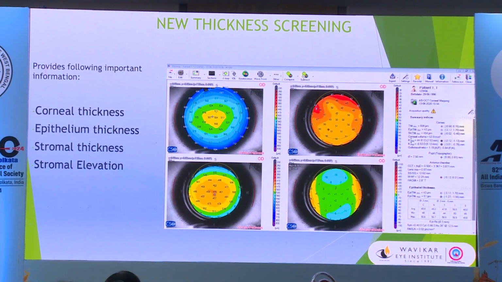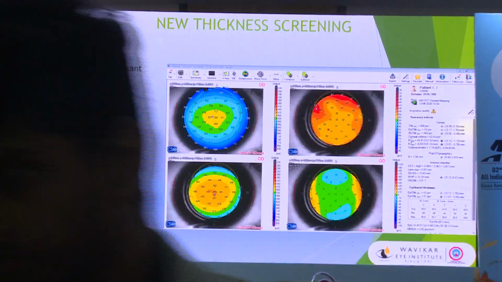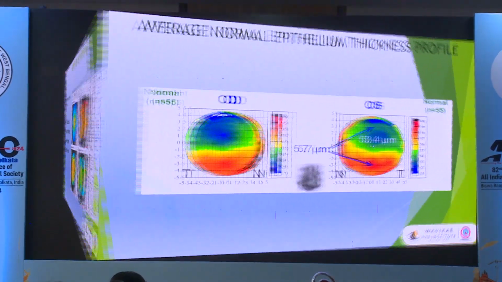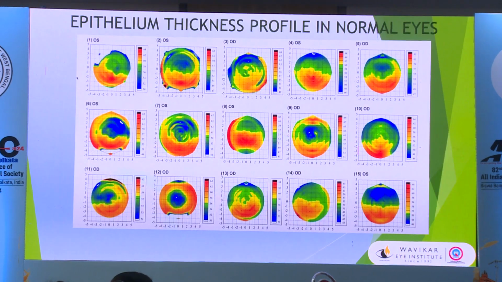We know that epithelium does so many things. It's a masking agent. And therefore, it is important that we should be able to look at the stroma without epithelium. So over here, we have got stromal thickness, epithelial thickness, total thickness, as well as stromal elevation. And these are the patients where early form of keratoconus can be diagnosed. Normally, the epithelium looks like this, but these are all the different patterns epithelium can look like.